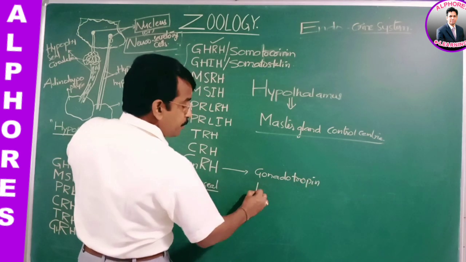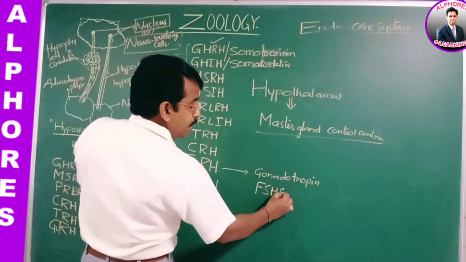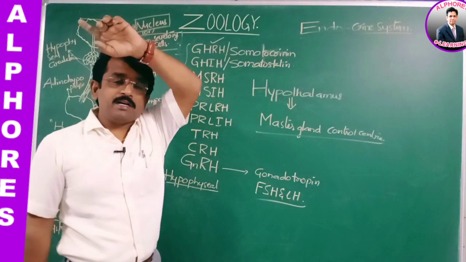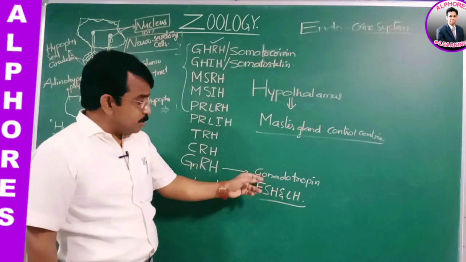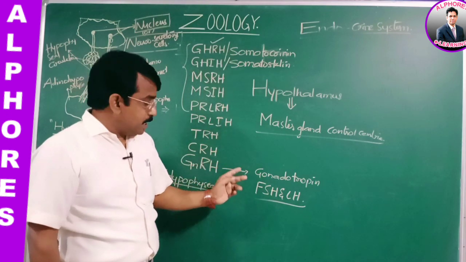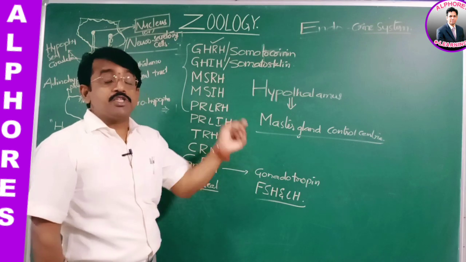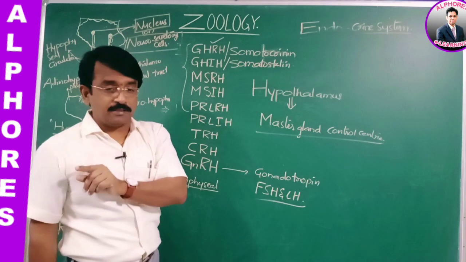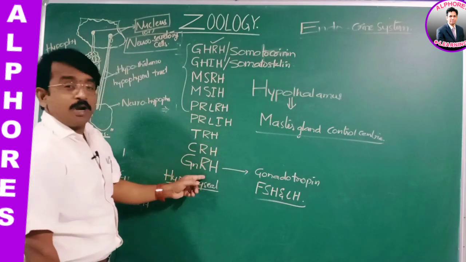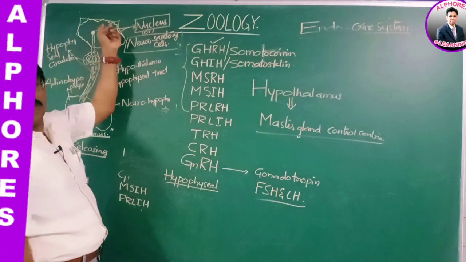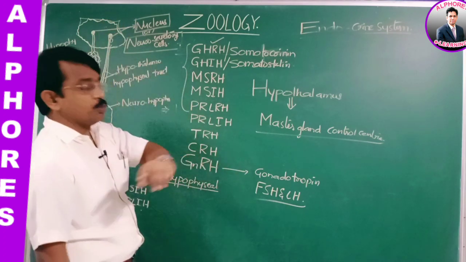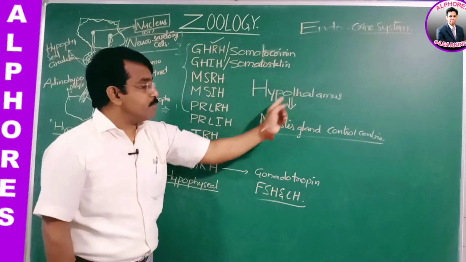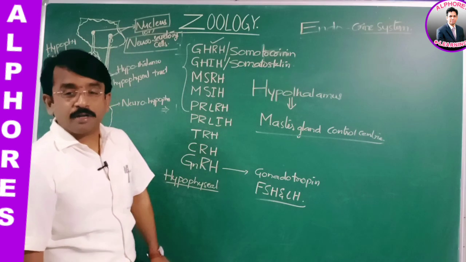What are gonadotropins? FSH and LH are gonadotropins, and these stimulate the testis and ovary. So from the pituitary, the gonadotropins are released, which influence the gonads to release their hormones and carry out their function. But these gonadotropins are also influenced by the hypothalamus. That's why it is called the gonadotropin releasing hormone. That's why the hypothalamus is the master gland control center.